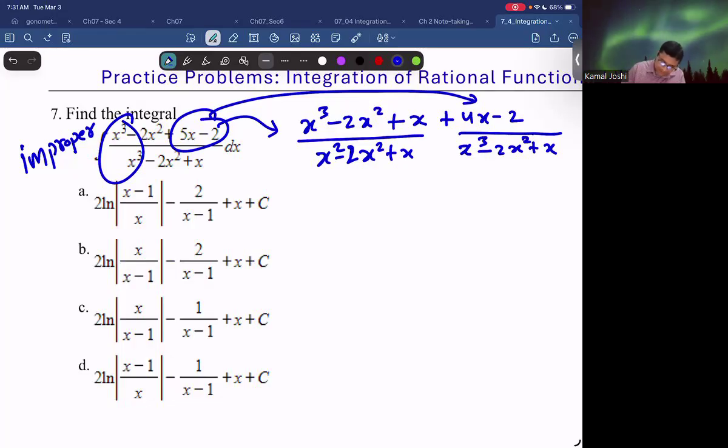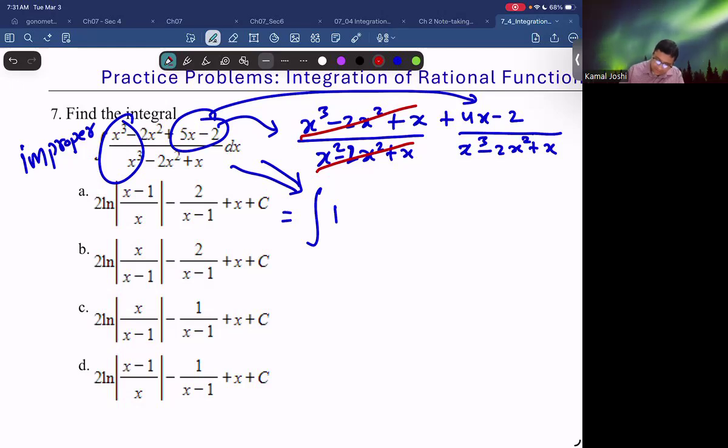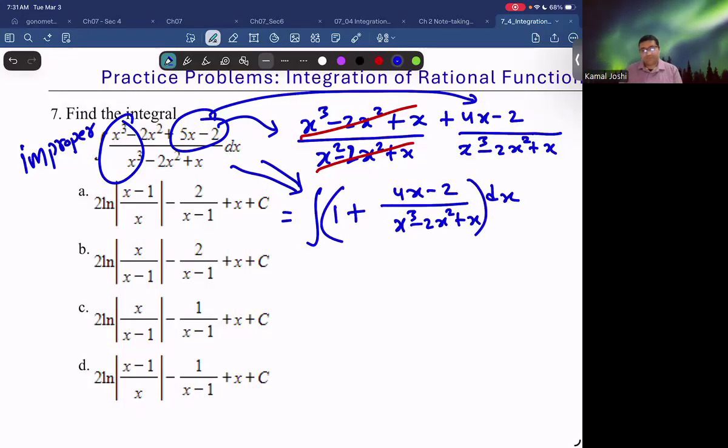So this whole thing, as a result, I can write as the integral of 1, the first part. Okay. Numerator and denominator cancel. You get 1. And plus the integral of 4x minus 2 over x cube minus 2x square plus x dx. Okay.